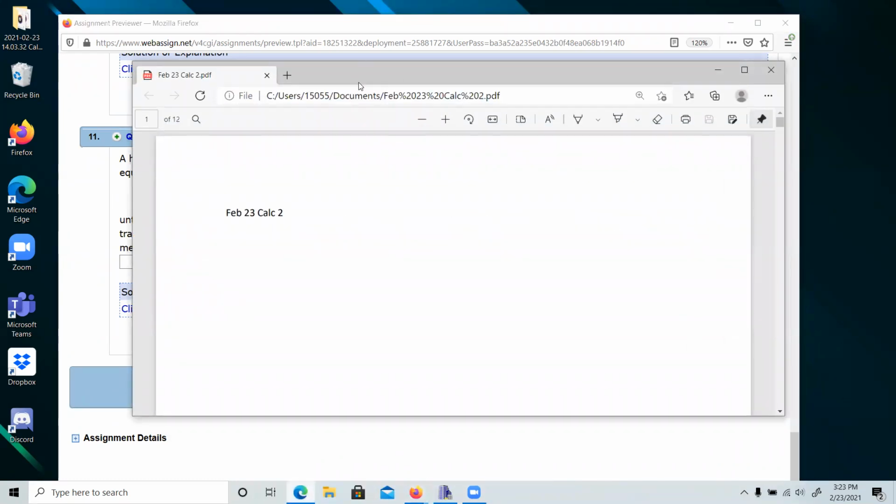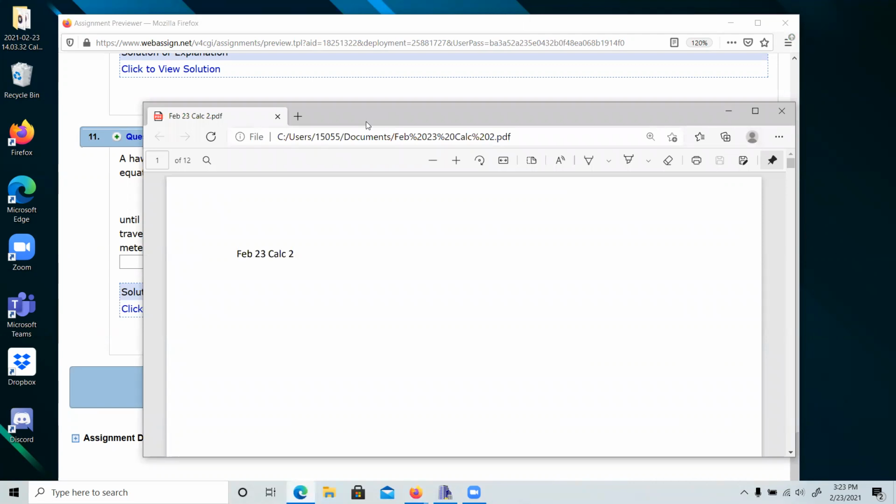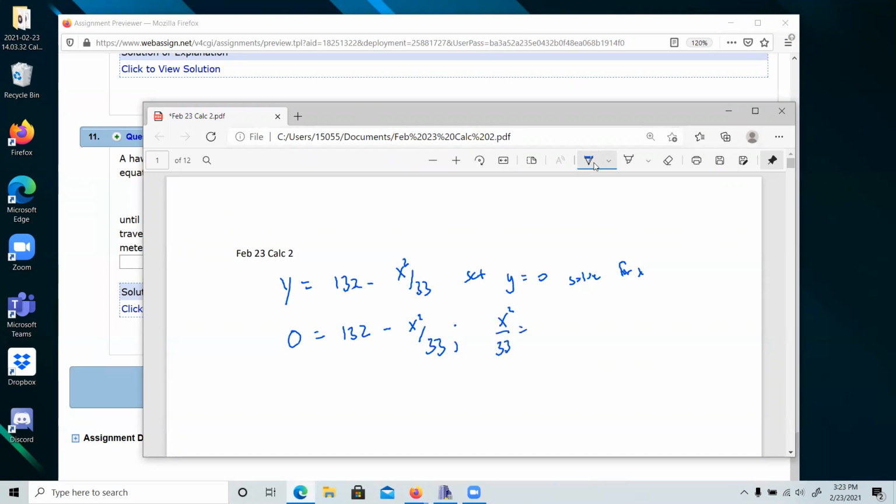The first thing we have to do is figure out where it hits the ground. So what do we have here? We have y is equal to 132 minus x squared over 33. So we're going to set y equal to 0 and solve for x. We have 0 is equal to 132 minus x squared over 33. So x squared over 33 is equal to 132. And then x squared is equal to 33 times 132.